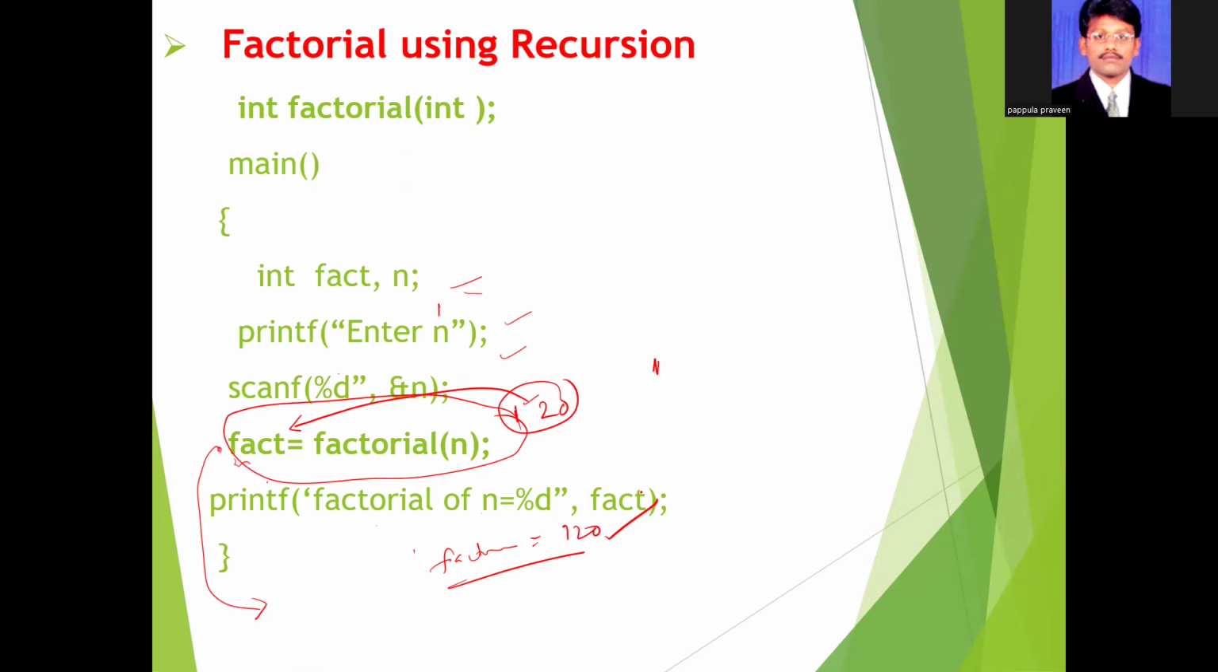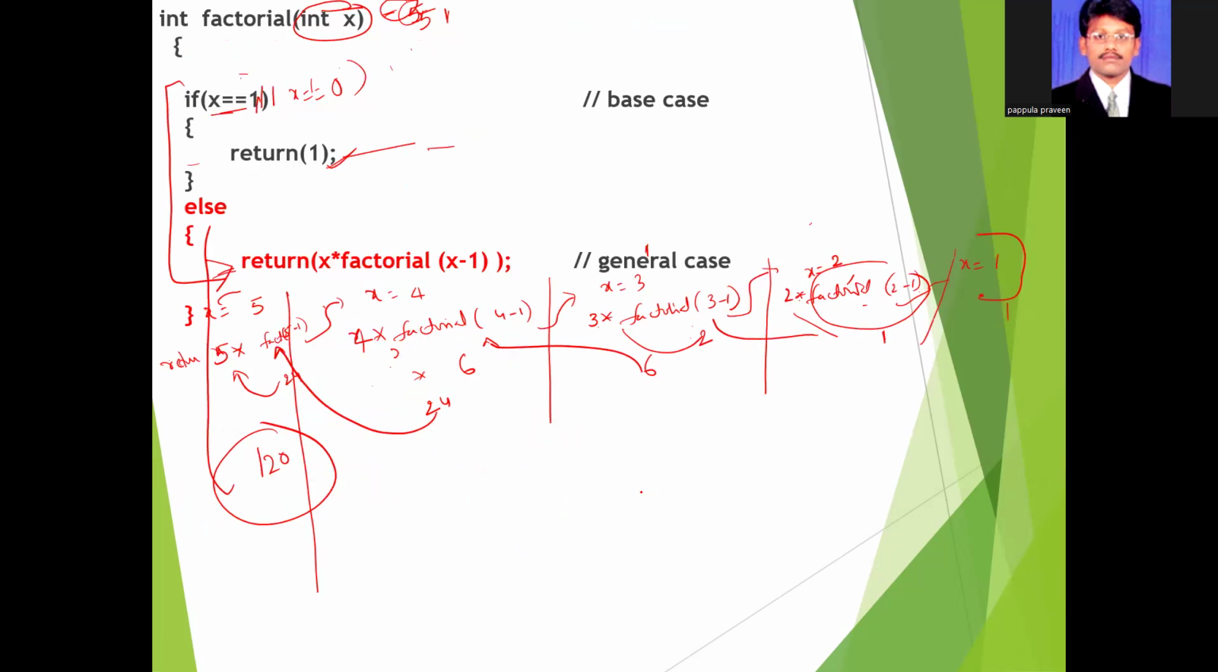In our previous program we used a loop. Now, without a loop, we write the factorial using recursion. Simple: you write only one statement, that is return x into factorial of x minus 1. That's it. Okay, let's take one more example for recursion.